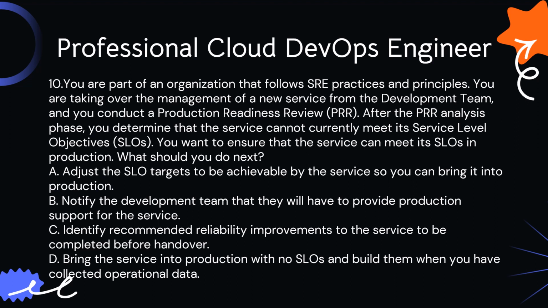A. Adjust the SLO targets to be achievable by the service so you can bring it into production. B. Notify the development team that they will have to provide production support for the service. C. Identify recommended reliability improvements to the service to be completed before handover. D. Bring the service into production with no SLOs and build them when you have collected operational data.